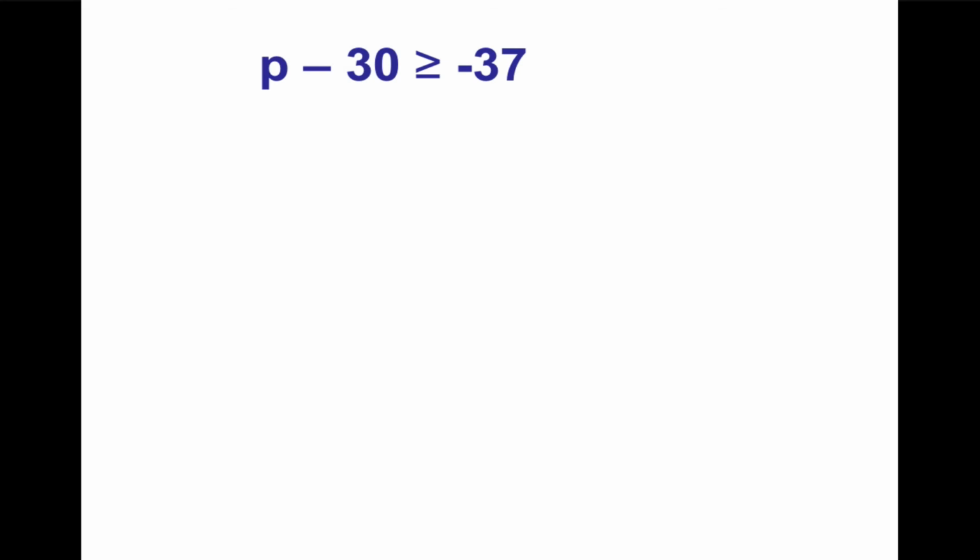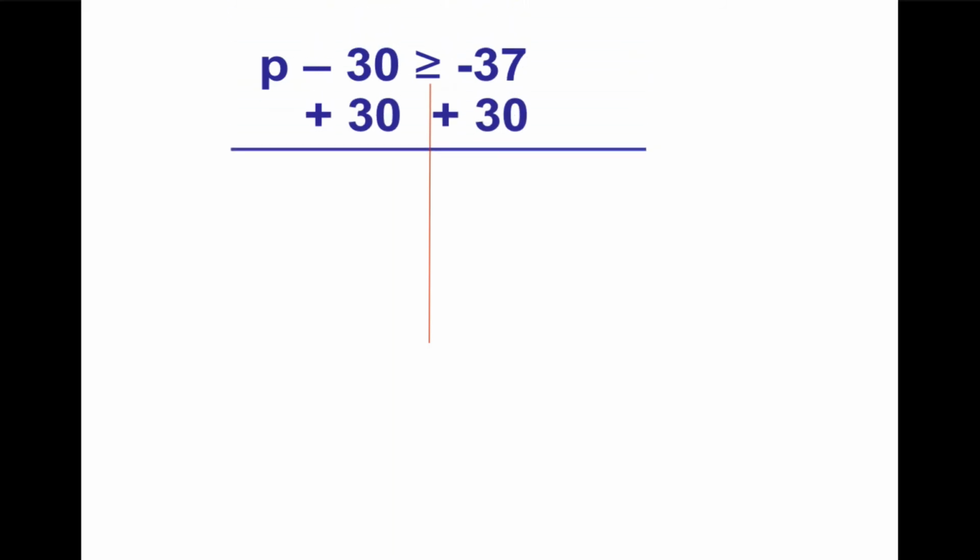So here we have a second example. P minus 30 is greater than or equal to negative 37. We want to solve and graph. Let's draw the line coming down from the equal sign. To get rid of minus 30, I'm sure you guessed, we're going to add plus 30 to both sides. Negative 30 and positive 30 cancel, and we have isolated P.